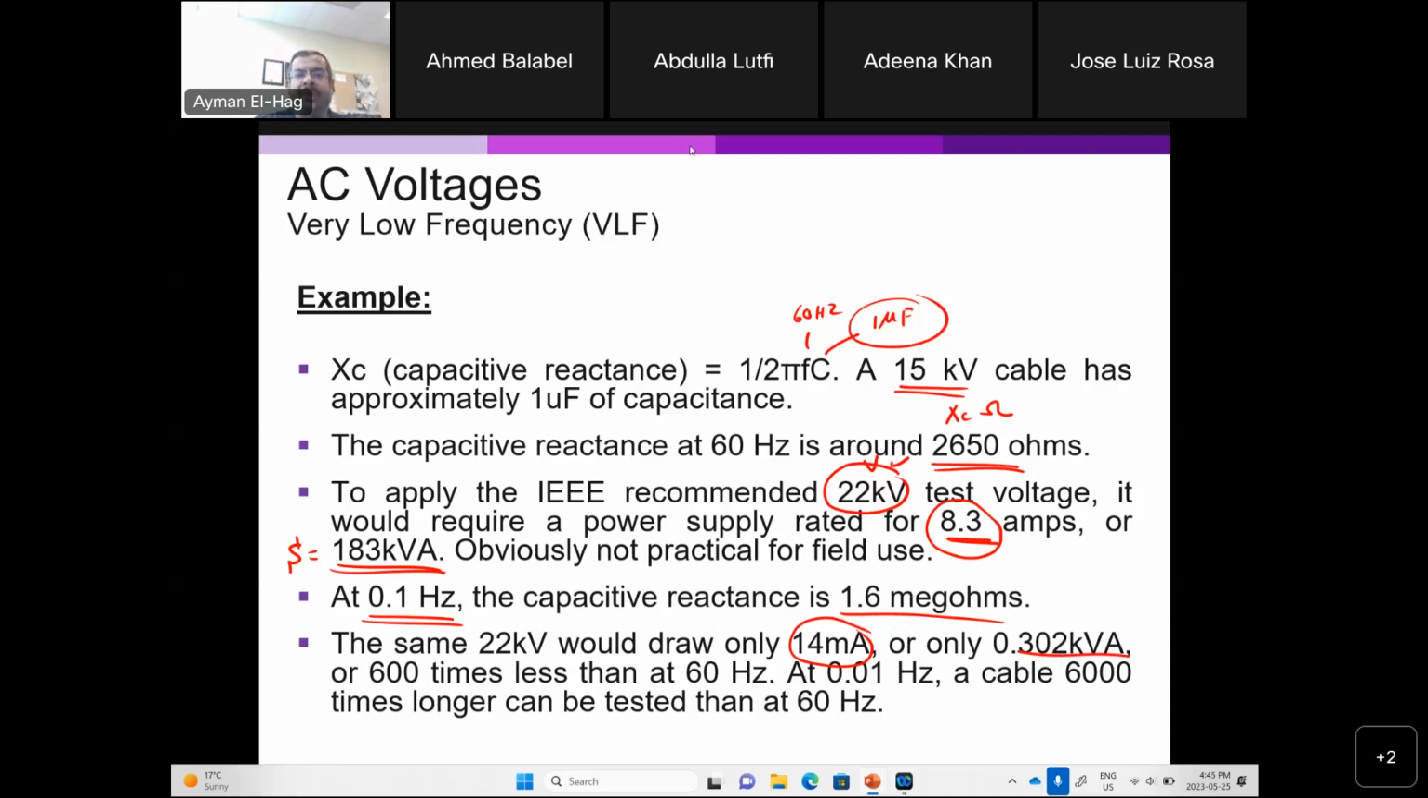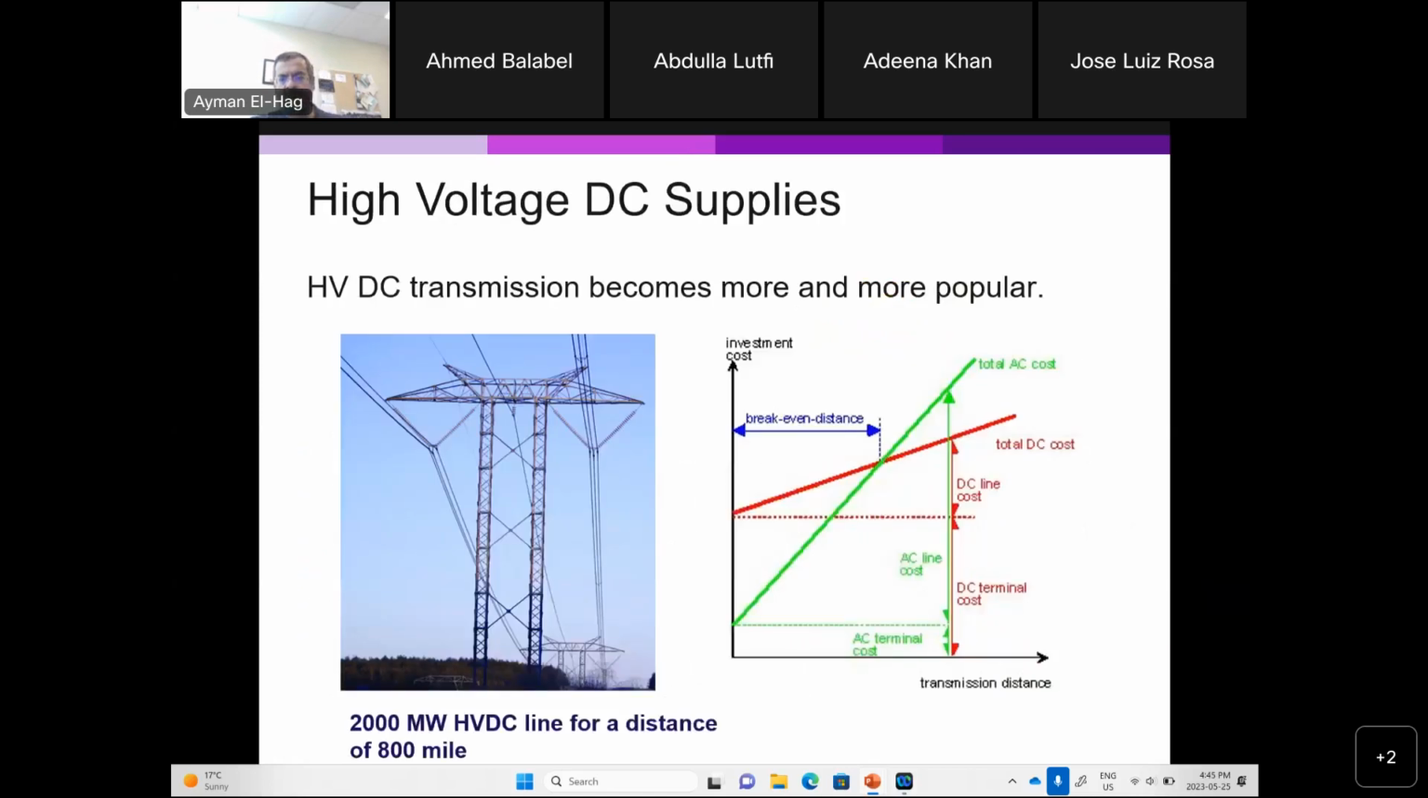Any questions so far before we move to the second one? We'll take the break in the middle of the DC when we have around halfway through. Okay, so it seems everything is okay.